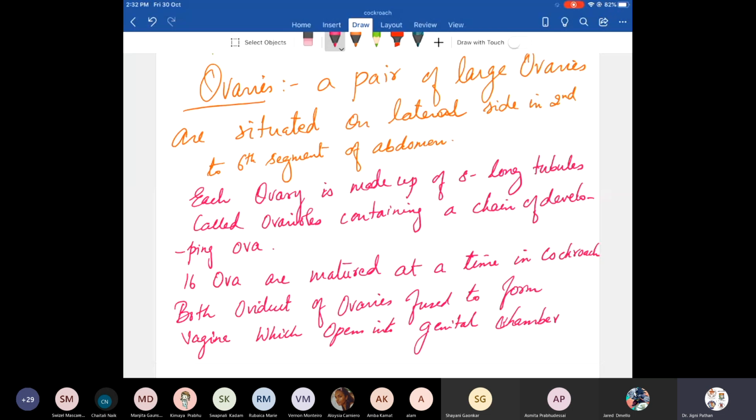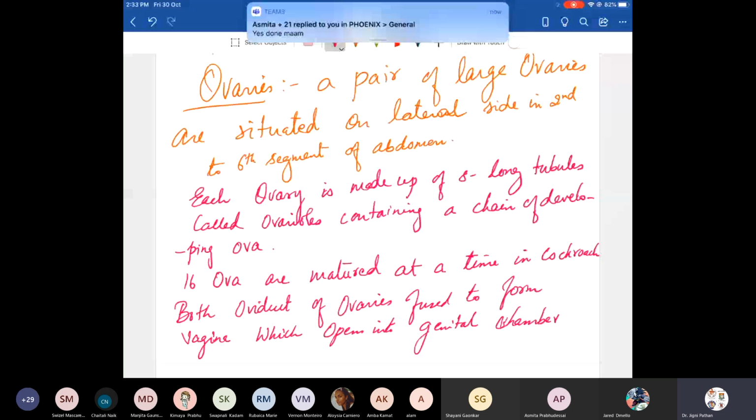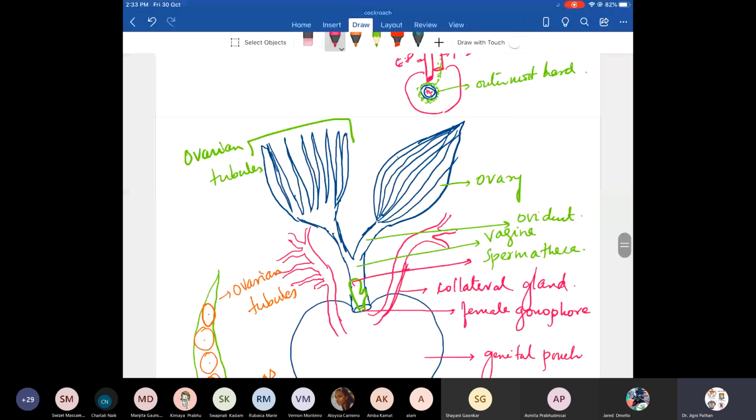Okay, listen. A pair of large ovaries are situated on the lateral side. The position is second to sixth segment of abdomen. Each ovary is made up of how many tubules? Each ovary, one ovary. If you see into the diagram, this one single ovary is made up of 8 long tubules called ovarioles.